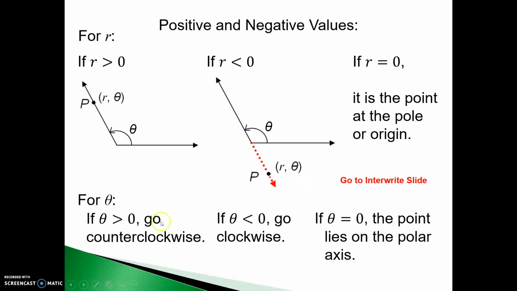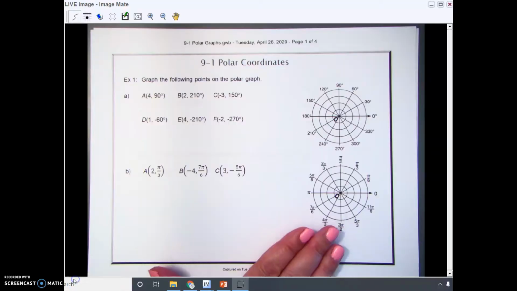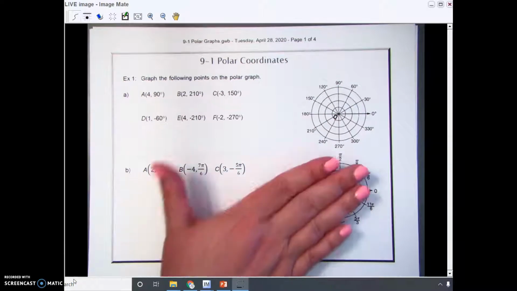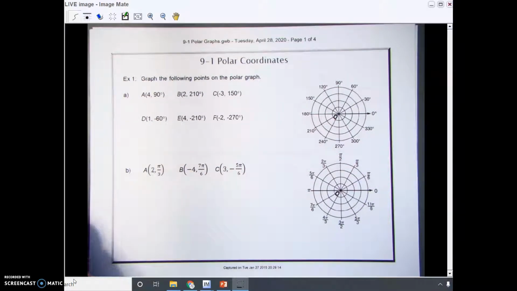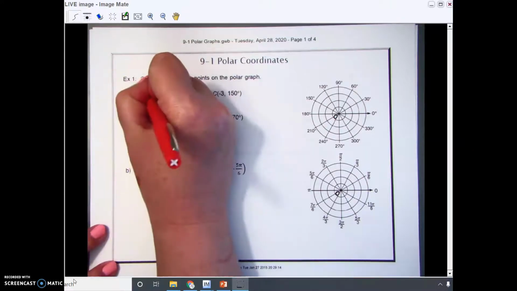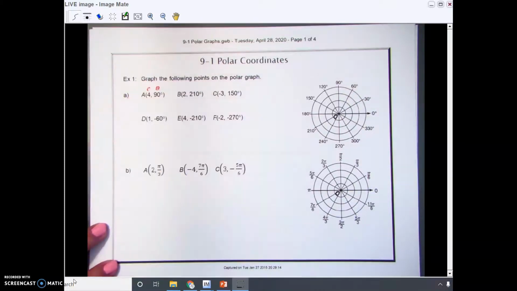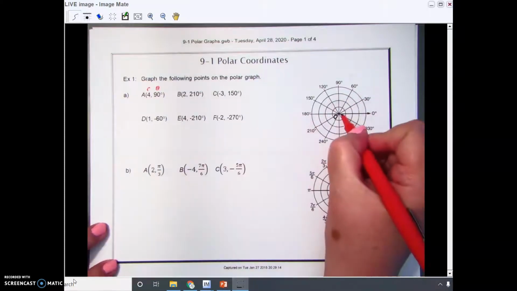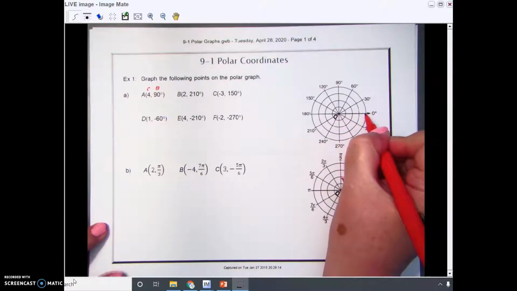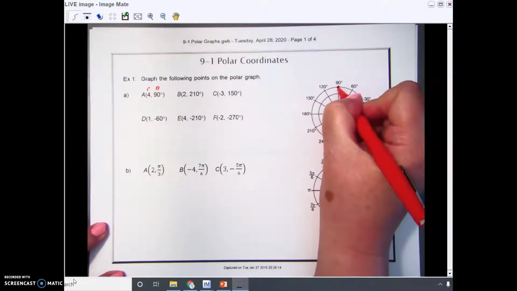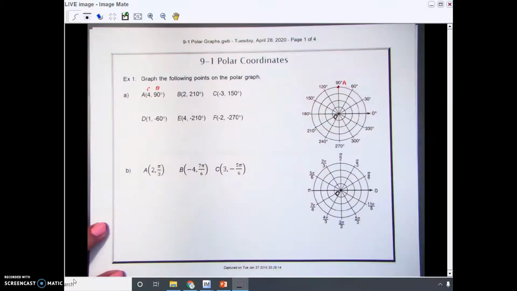So let's get a little bit of practice in. If we take a look at the first question, just question A, we're going to figure out how to graph these points on the polar graph. So this A point is saying that my radius is 4 units long and that my theta value is 90 degrees. So we can go out 1, 2, 3, 4 units and around 90 degrees. And so point A is right here.